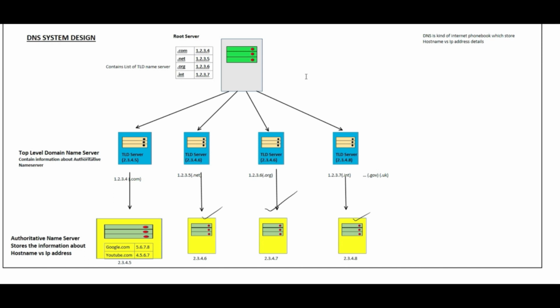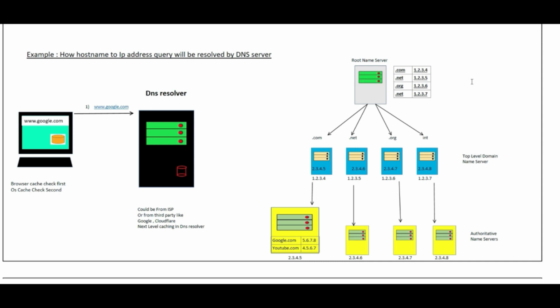Whenever somebody wants to resolve a host name to an IP address, the request will first come to the root name server itself. From the root name server, it will go down to the lower level servers, and they will resolve the query. So we have seen the DNS structure. At the top level, we have the root name server, which has the list of top level domains, and the top level domain has the authoritative servers' IPs, and the authoritative server has the mapping of host name to IP address.